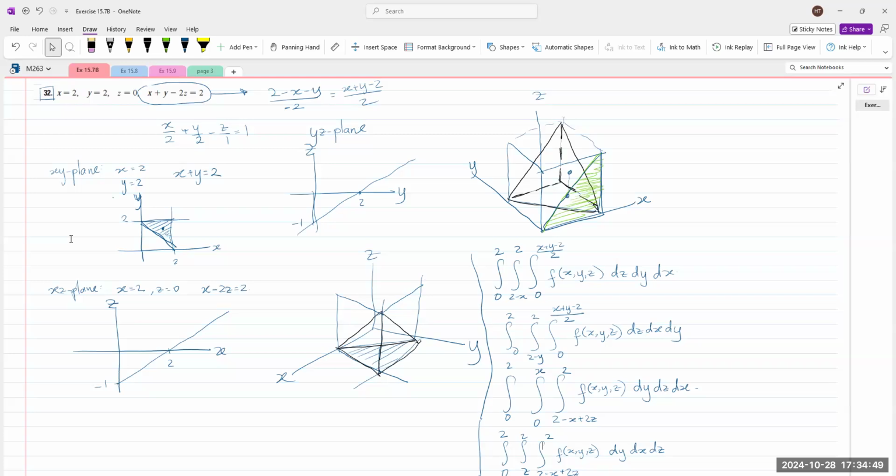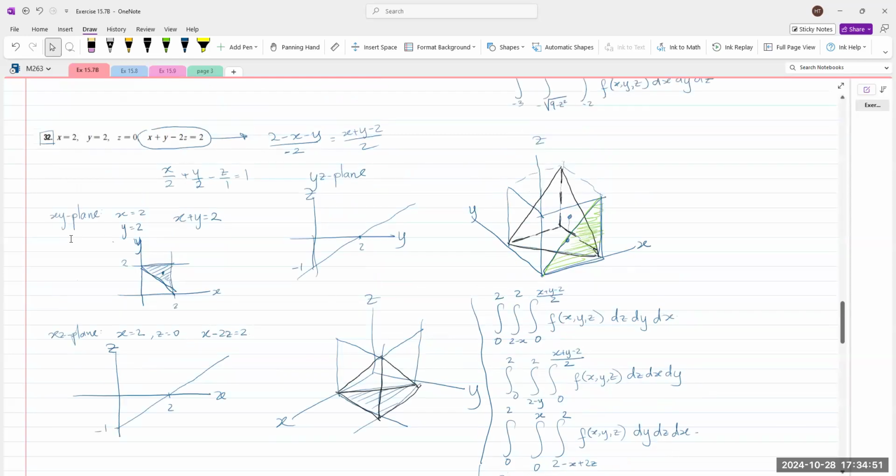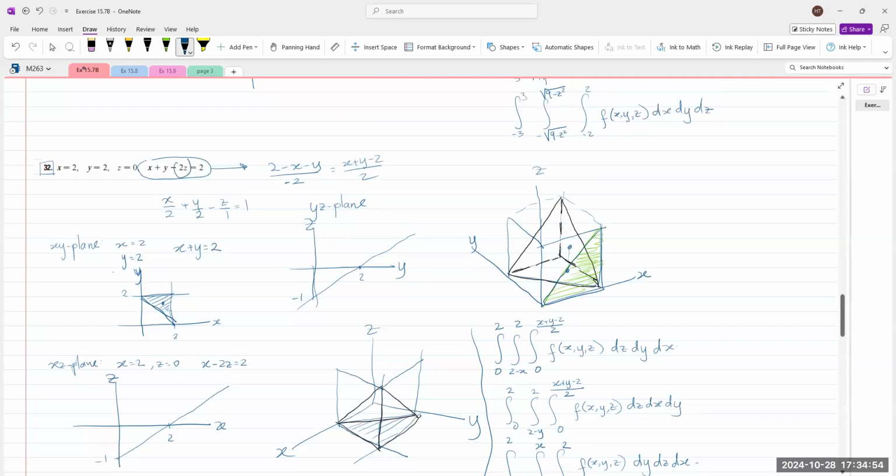Is it right? Why do I feel like something is not really right here with my graph? Because of this thing here. I just realized that too.